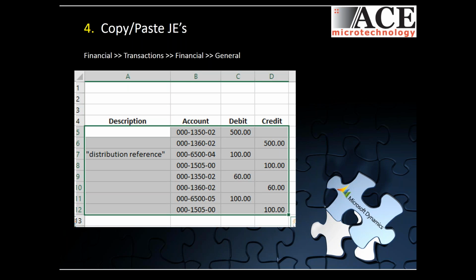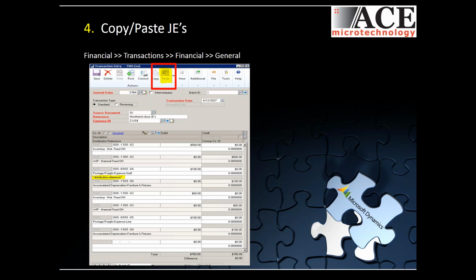When you're done, you're going to highlight in Excel that whole range of what that entry is going to look like, and then go back into your journal entry screen and click the paste button. Because your cursor was in that very first segment of the account number on the very first line of the account number grid, it's going to populate all of that information for you. And again, it doesn't matter how long it is. You can put as much in there as you can.